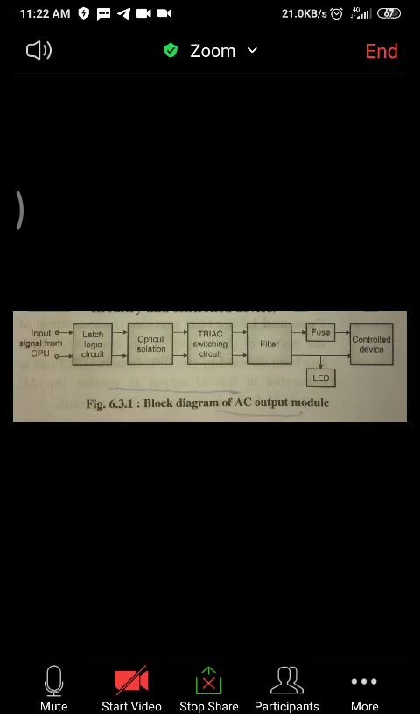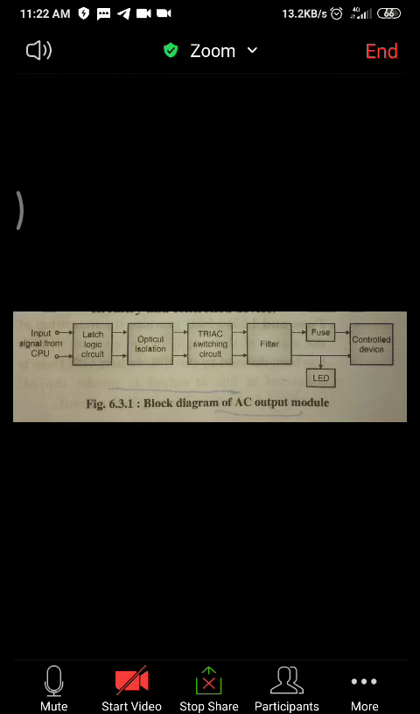Input is given, the logic solver will take action on it, then output will be generated. That output is given to the output module. So based on the decision, the output device is turned on or off. So two output modules are there, AC output module and DC output module. First of all, we will see the AC output module.